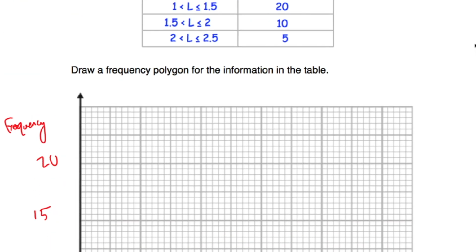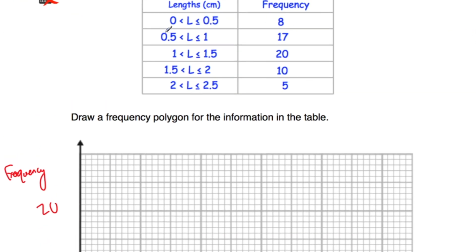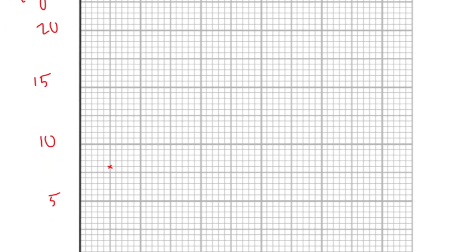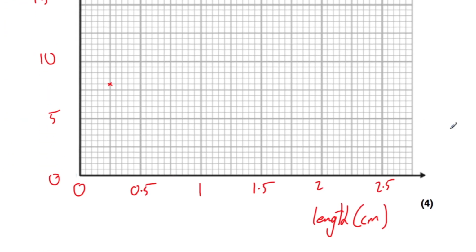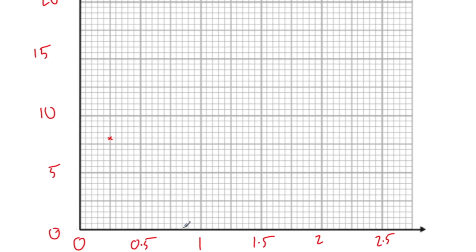Our next point is between 0.5 and 1. So it's going to be 0.75 and up to 17. So 0.75, again, it's a slightly thicker line, so that's great. And up to 17, so 15. Go 2 boxes as 1, so that's 16. And then another 2 boxes, 17, so that's going to be there.